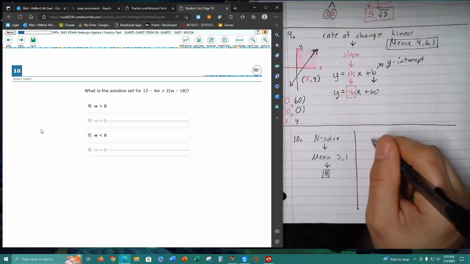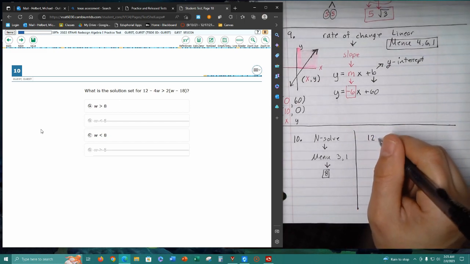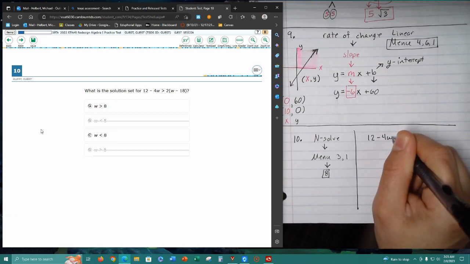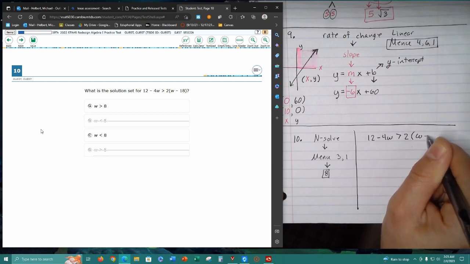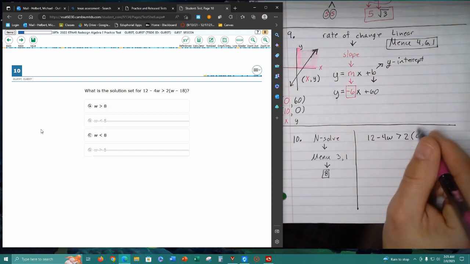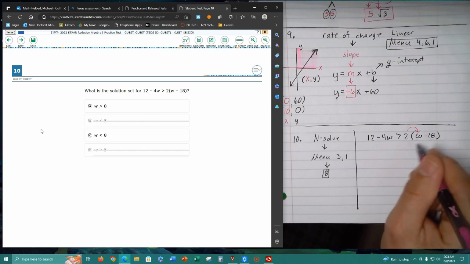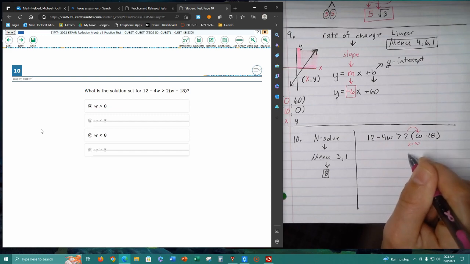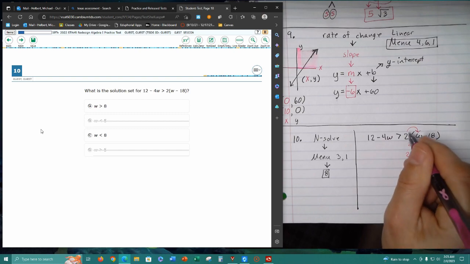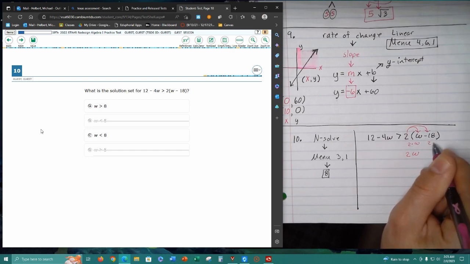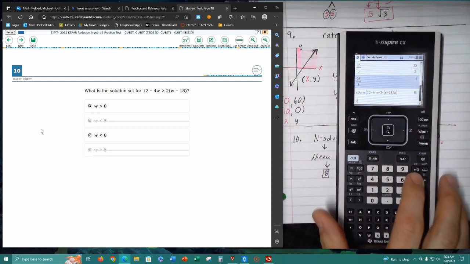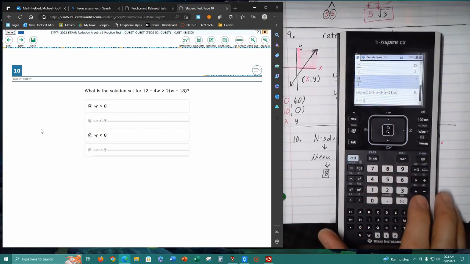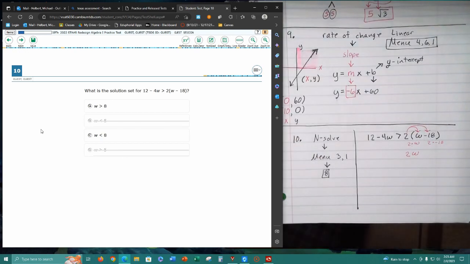So I'm going to rewrite this. I have 12 minus 4w is greater than 2 times w minus 18. Now if I start to work this out, the first thing I want to do is distribute this 2. So that's 2 times w, and that's going to give me 2w. And then I multiply this 2 times negative 18. Now I don't know what that is, but I can use my calculator to find out. 2 times negative 18, and that gives me negative 36.